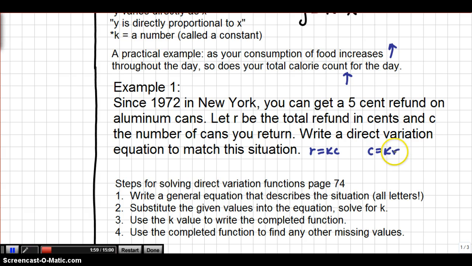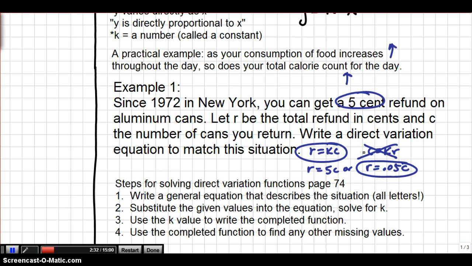So does the refund determine the cans, or do the cans determine the refund? I think most students, as they think that through, realize that the cans determine the amount of the refund. So C is the independent variable and R is the dependent variable. The other thing that they give us in this problem is that there's 5 cents involved, so that's our K value. Students can write it as 5C, or they can write it in dollars and say 0.05C. I'd accept all three of those answers as options, and that equation describes this situation.